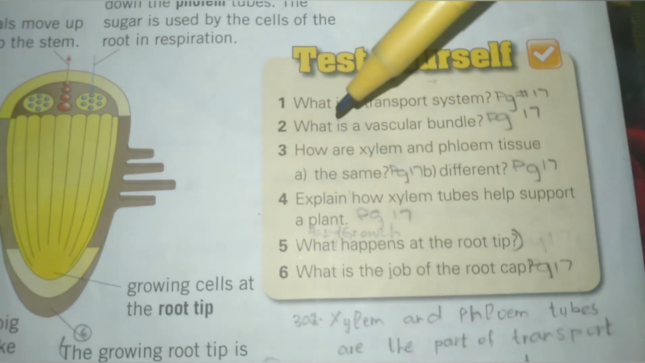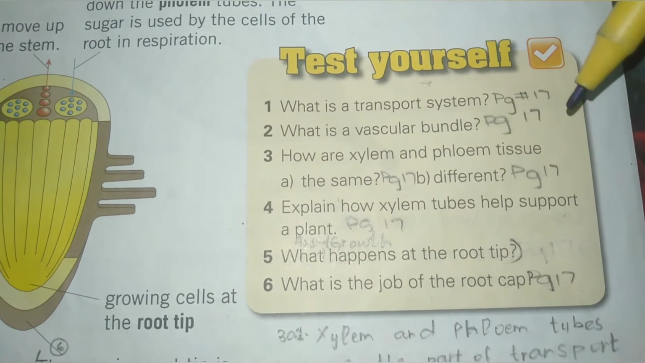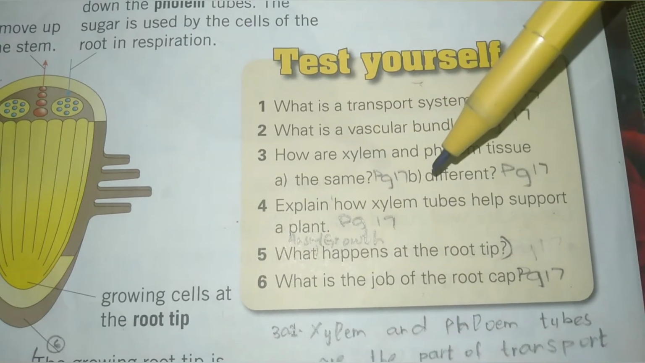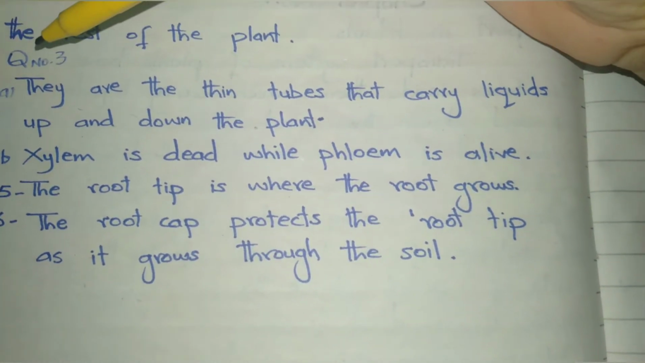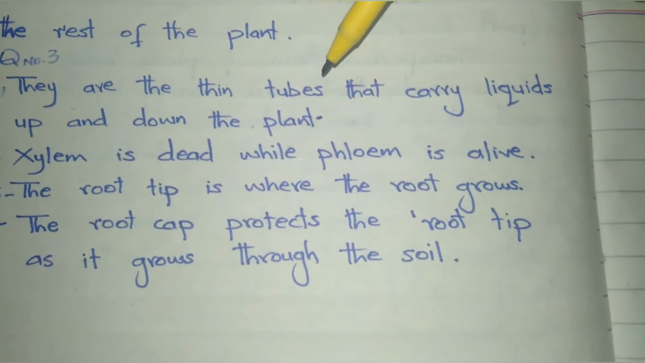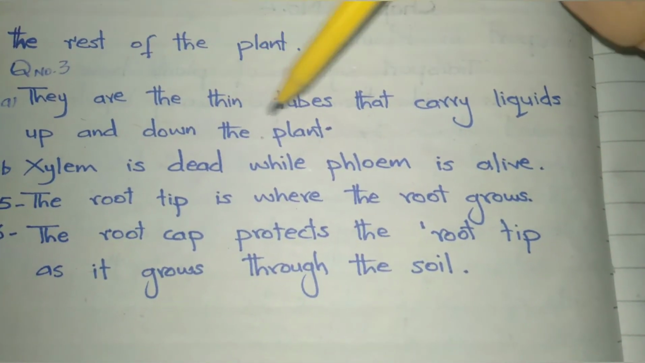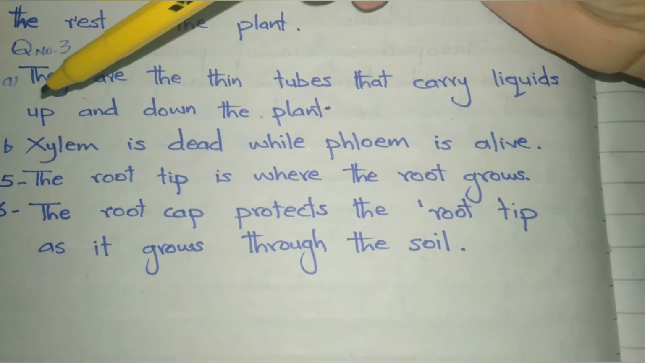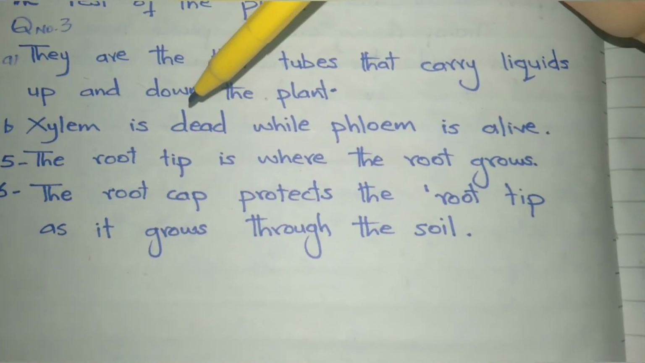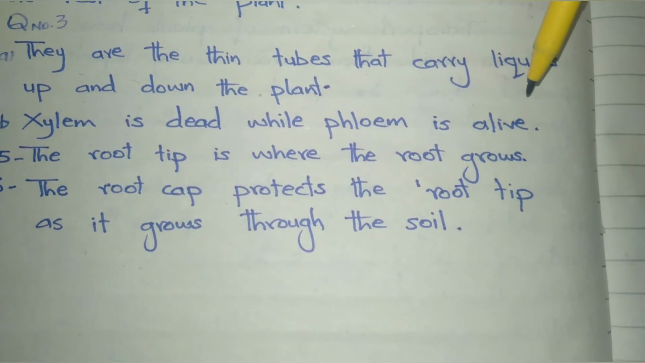Question number 3. How are xylem and phloem tissues A same, B different? Xylem and phloem tissues are same, part A, because they are the thin tubes that carry liquids up and down the plant, and xylem and phloem tissues are different, part B. Xylem is dead while phloem is alive.